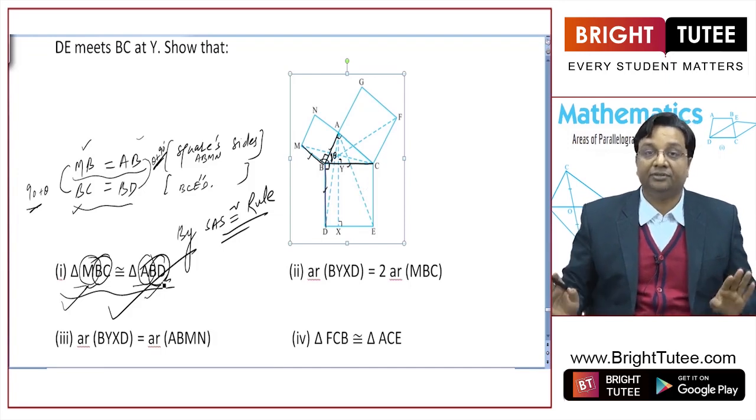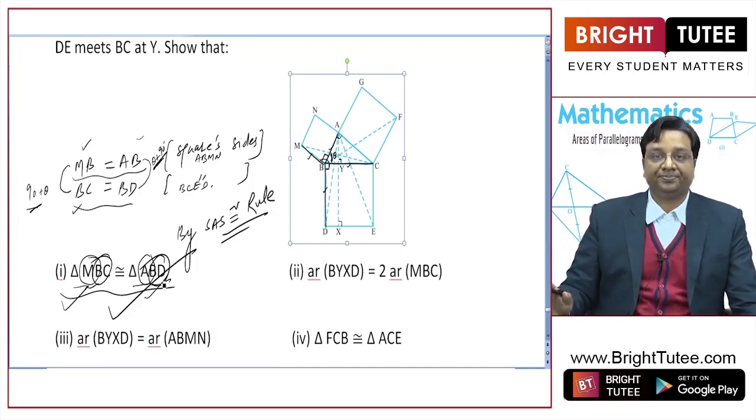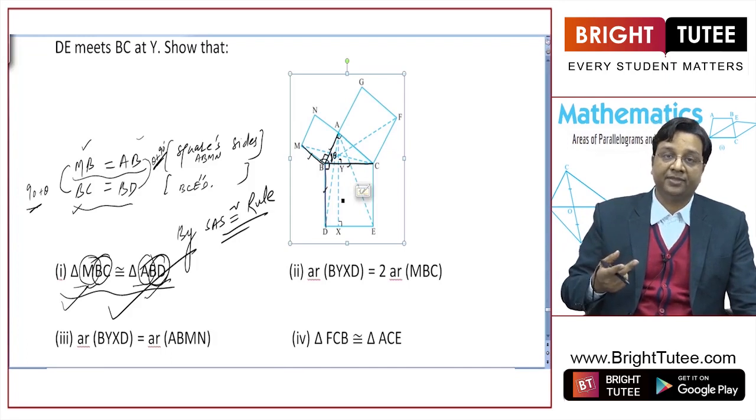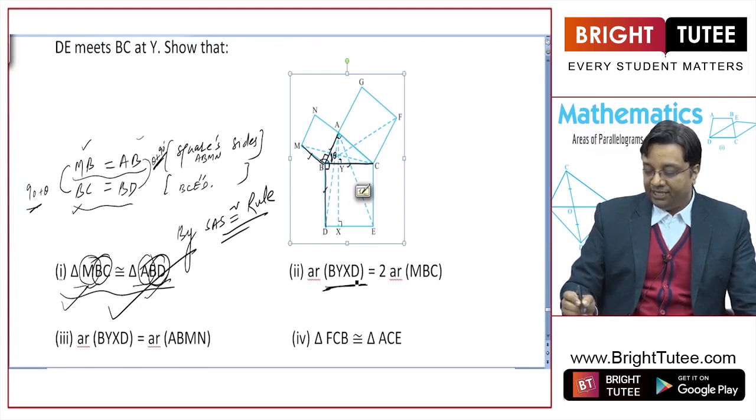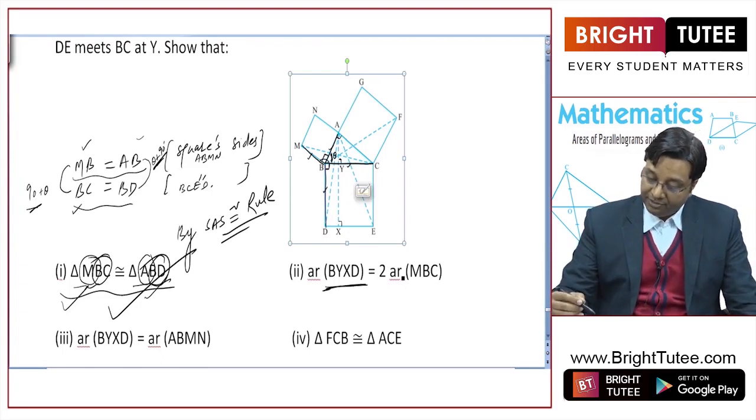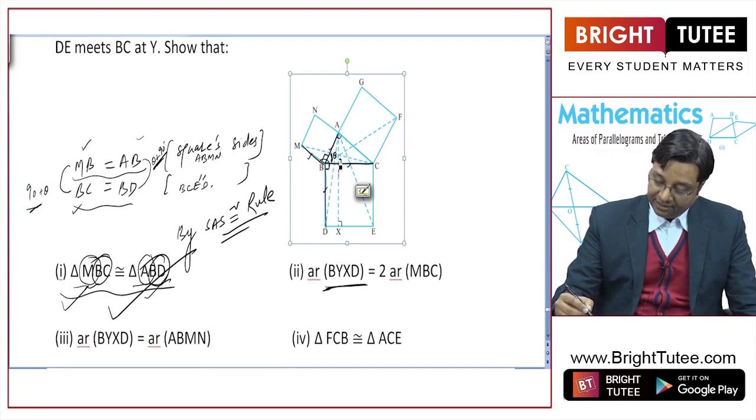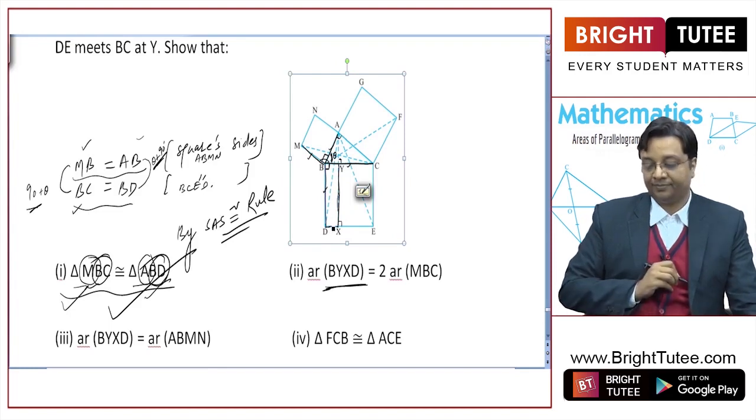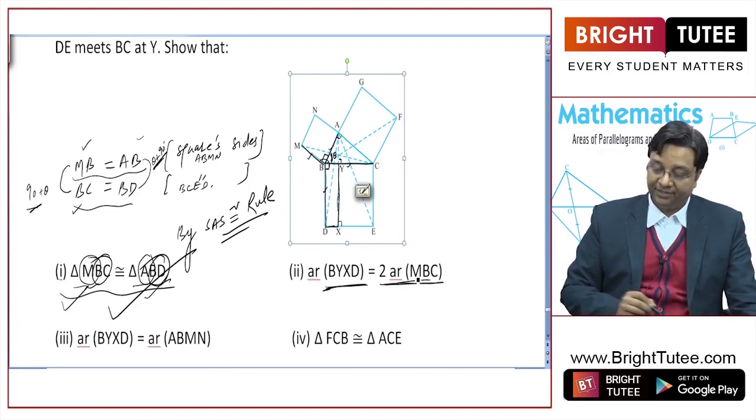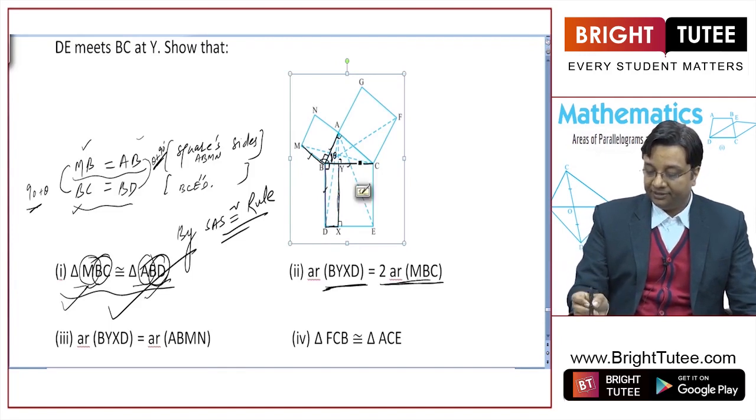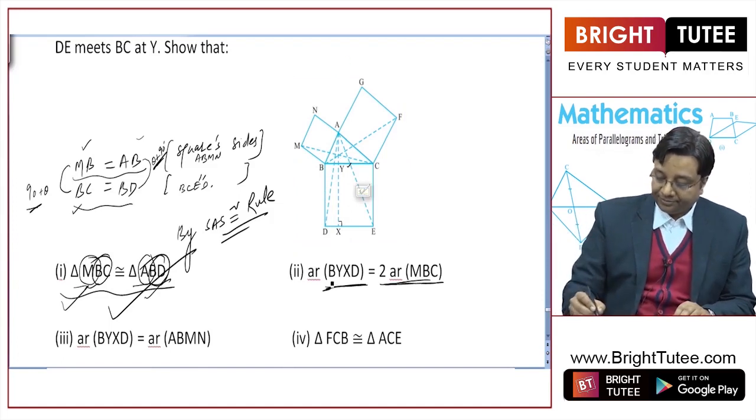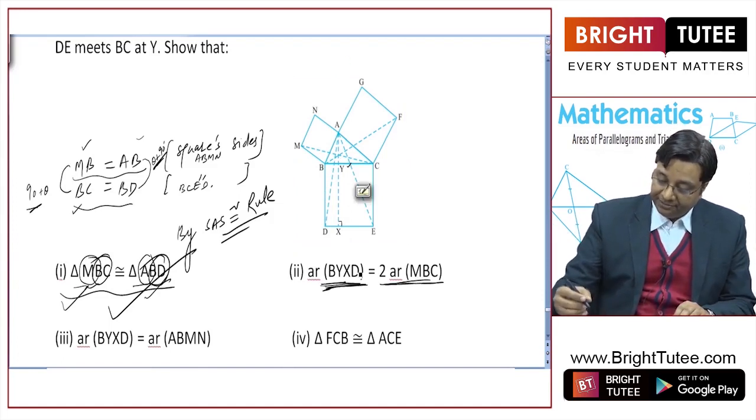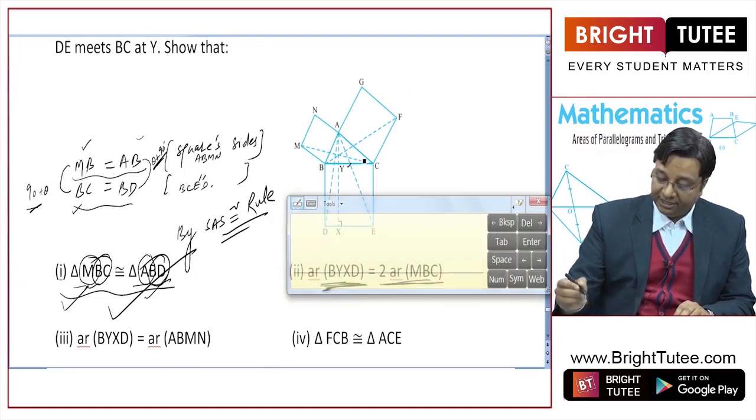Okay, so I am not writing any further details. I hope you have understood this. I equated the two sides and the angle included between those two sides. Now look at this. Area BYXD is double the area MBC. Okay, so let me first of all clear this diagram. Now I'll show you. See, BYXD, this area, and MBC, how are they related?